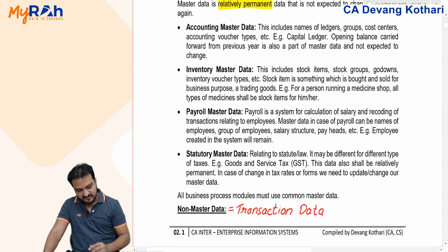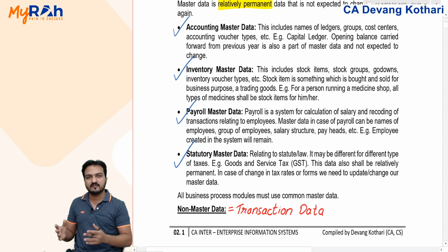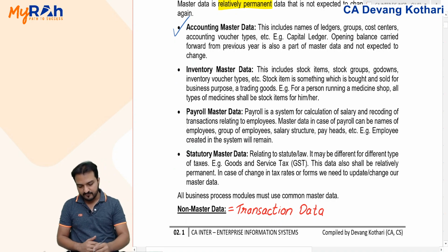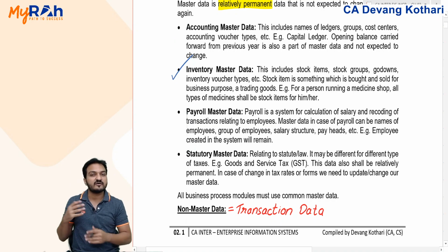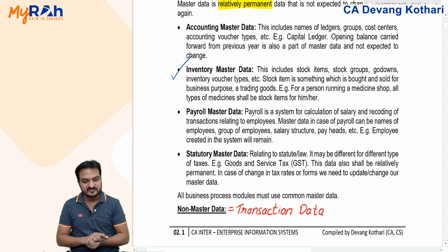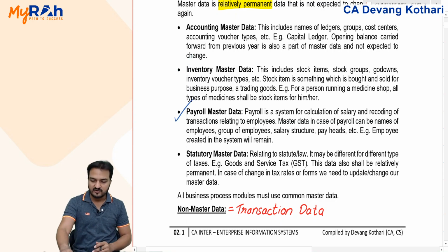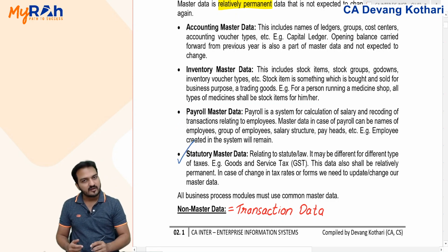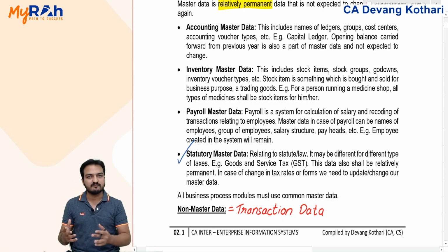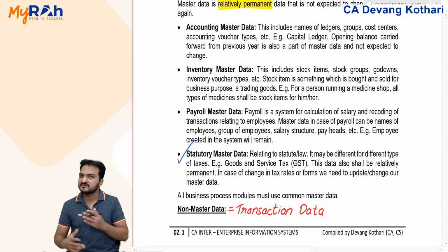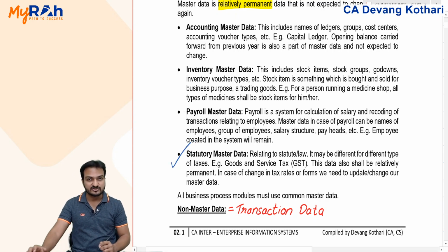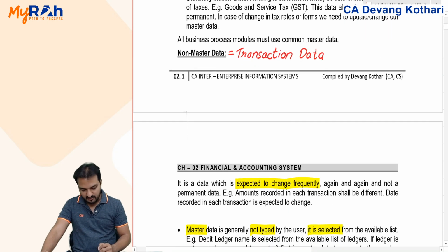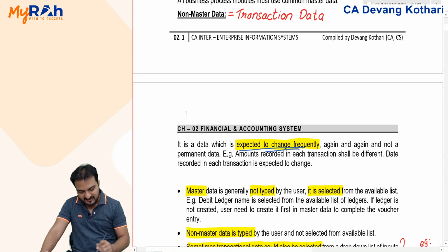Master data might include accounting master data, inventory, payroll, and statutory master. Accounting master will be like the ledger names, ledger types, ledger groups, etc. Inventory master will be inventory types or names of the inventories. Payroll master will include the names of all your employees, designation, and salary details of employees. Statutory master will contain tax details, tax number, and GST rates applicable. Transaction data will be the data that is expected to change frequently.